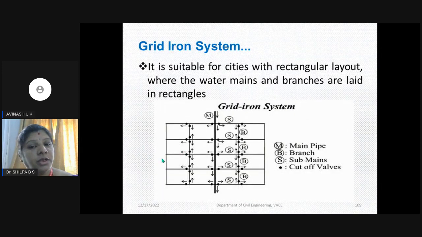In case of the gridiron system, it is suitable for cities which are developed with a rectangular layout, where the water mains and the branches are laid in rectangular shapes. Okay, this is how the schematic shows. You will have the main line at the center, and all the sub mains are represented here on the lateral sides.